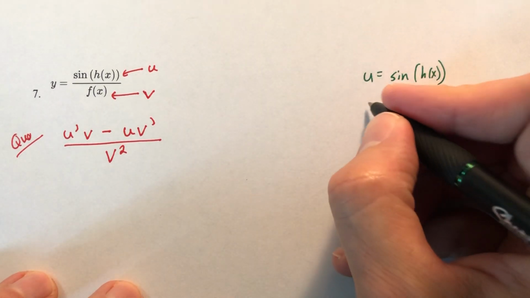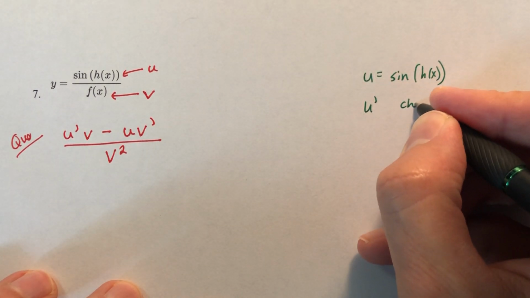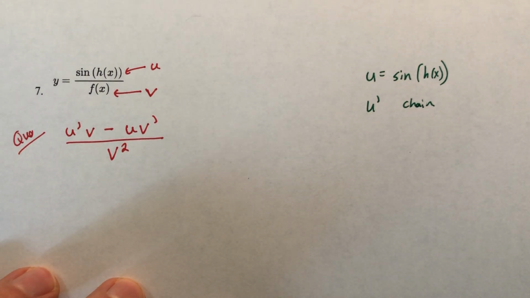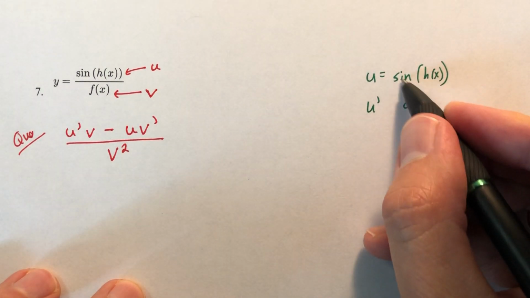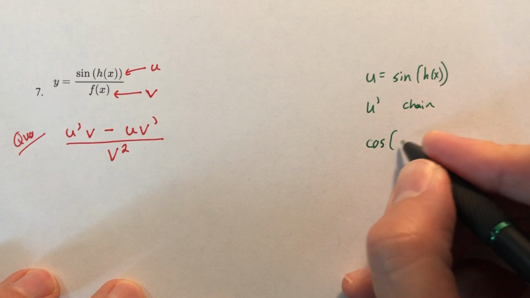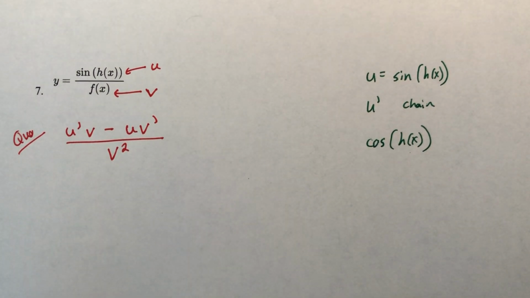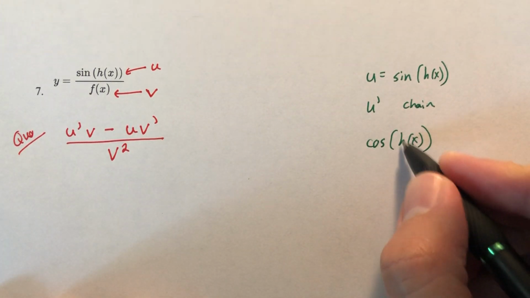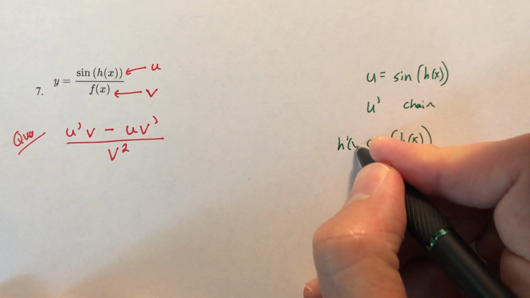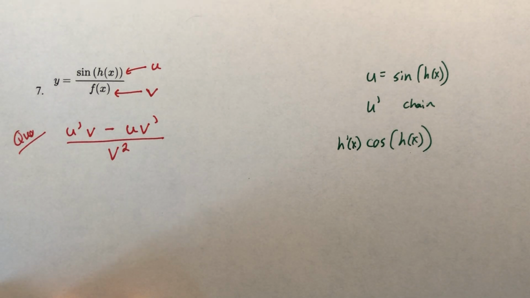And I need to know u prime, which involves chain rule. And the derivative of something that involves a chain rule is outer function, derivatized, not a word, with the inner function intact. And then we multiply by the derivative of the inner function. We'll put it in the front. There we go. That's it. So that, my friends, is u prime.